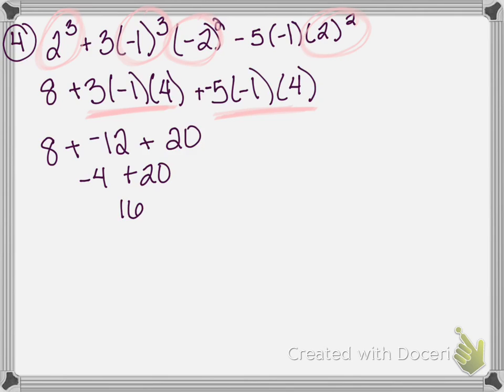Okay. Number 5. Did you ever think you would be so excited to see variables when you got to number 5? Right? So now we have 5 times x minus 1 plus 7 times x plus 4. And the directions to this say to simplify. Now we have to distribute.